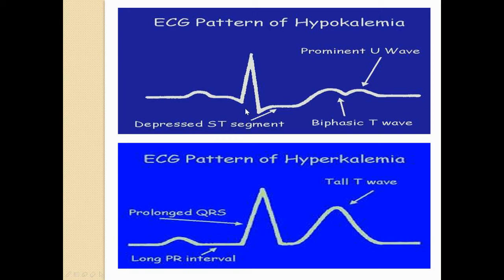In the ECG pattern of hypokalemia, you can see a depressed ST segment, a biphasic T wave, and a somewhat prominent U wave. And in case of hyperkalemia, with increased potassium, what happens? Just compare both. During hyperkalemia, you can see a prolonged QRS wave, a very long PR interval, and the T wave seems to be tall.